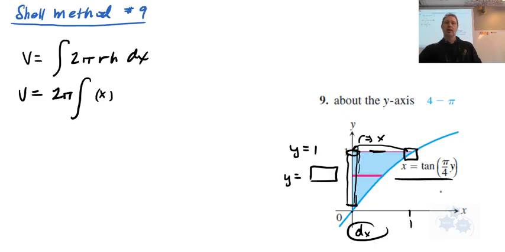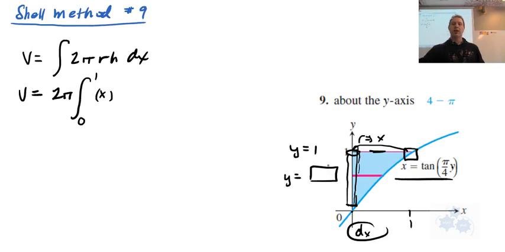I'm just looking for this upper limit of integration here. So if you put 1 in for y, you get an x value of tan of pi over 4, which is root 2 over 2 divided by root 2 over 2. Okay, so we go from 0 to 1 here.